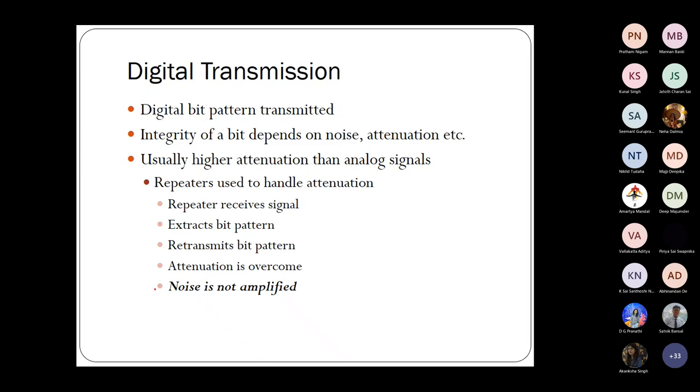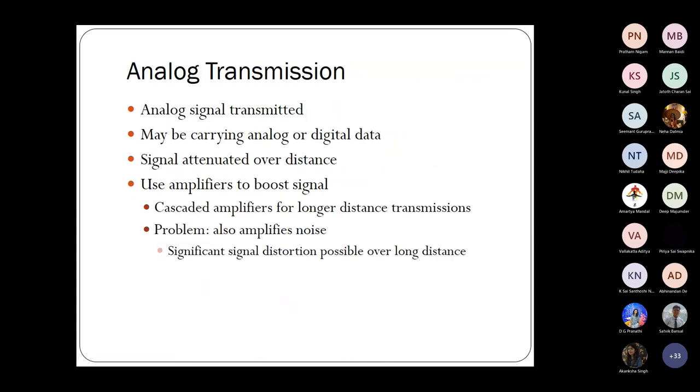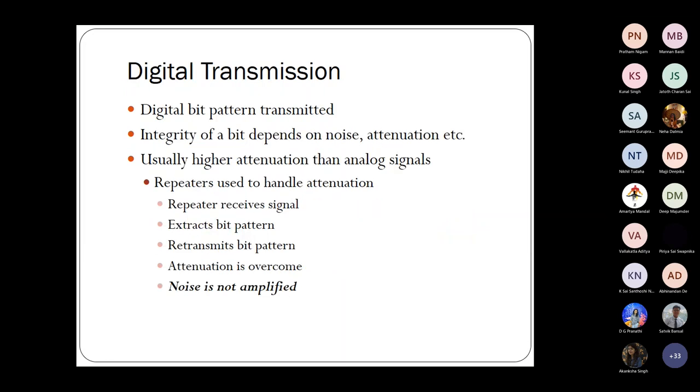So this is where we were. We were talking about analog and digital transmission. And this is where we ended. Analog transmission, you use amplifiers to boost signals, which amplifies noise. Digital, on the other hand, uses repeaters, which extract the bits and then resend them with the normal power. So you extract the bits, remove the noise, resend it. So noise is not amplified.